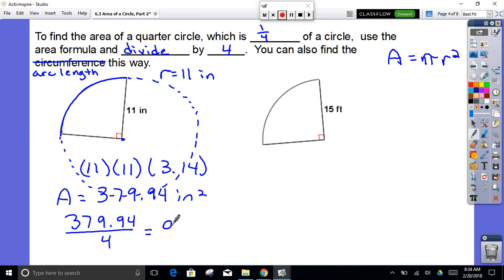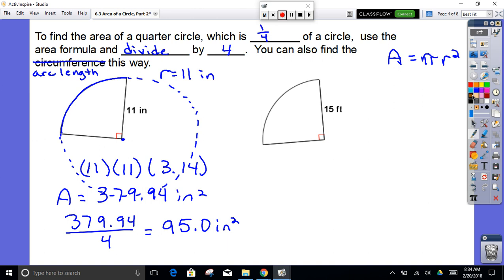If you're rounding to the nearest, let's round to the nearest. What does it come out to? 94.985. Okay, so it comes out to 95.0 square inches. All right, good.